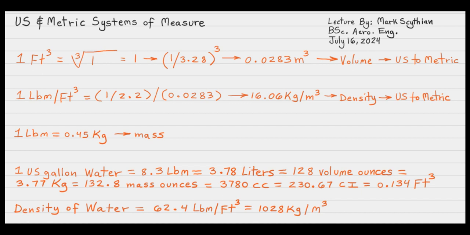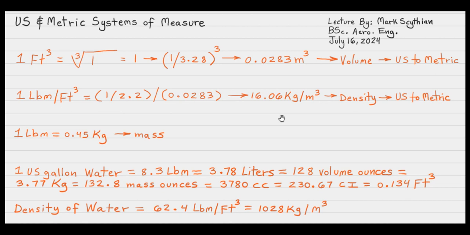So if we just wanted to see what that is in kilograms per cubic meter, we could take the 1 pound, divide it by 2.2 to get the kilograms, and then use the cube root of 1 divided by 3.28. That quantity cubed would become 0.0283. And when we get the difference, it translates to 16.06 kilograms per cubic meter.